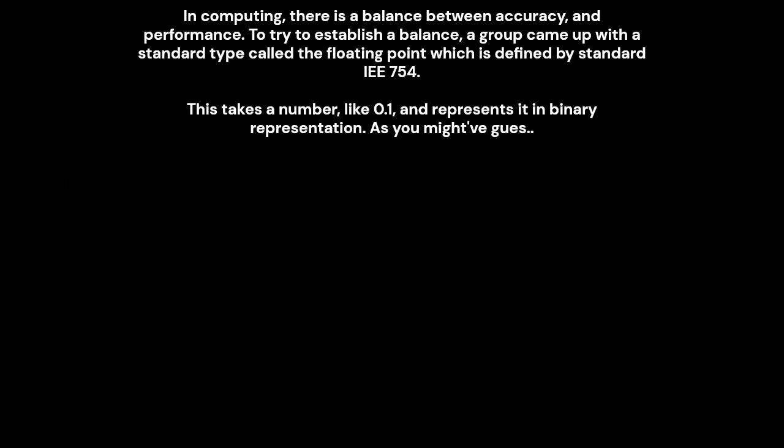In computing, there is a balance between accuracy and performance. To try to establish a balance, a group came up with a standard type called the floating point, which is defined by standard IEEE 754. This takes a number, like 0.1, and represents it in binary representation.